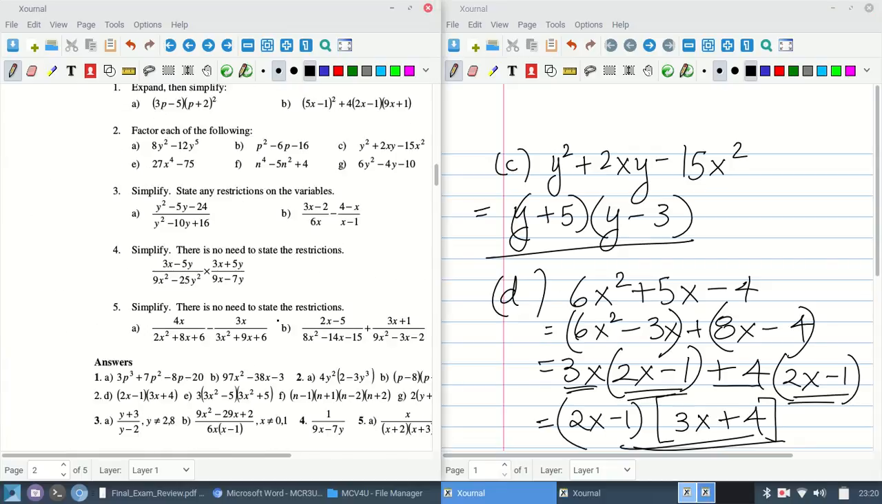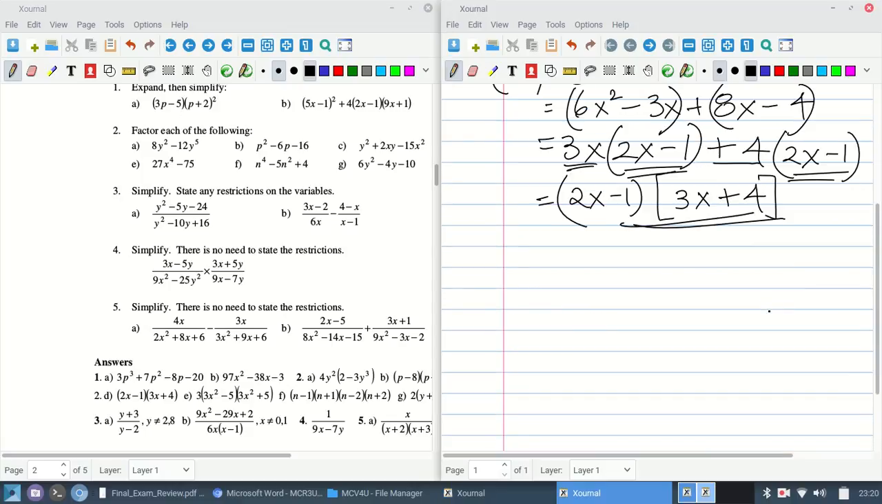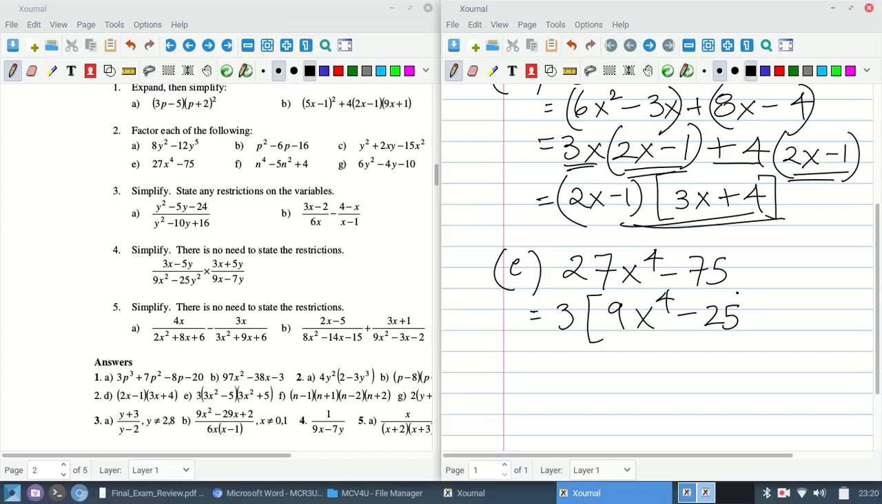Now I go back and I do part E. Let's do it. So 27x to the 4 minus 75. Let's take out a factor of 3, because this is probably going to be a difference of squares, but right now it doesn't look like that. So I'm going to show you. Take out a factor of 3, and you get 9x to the 4 minus 25.